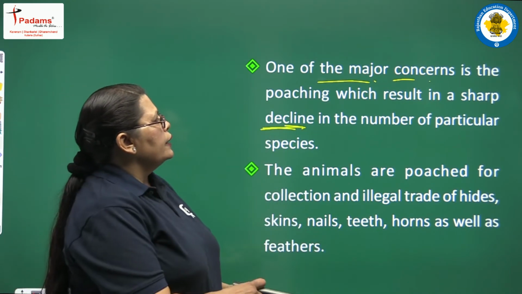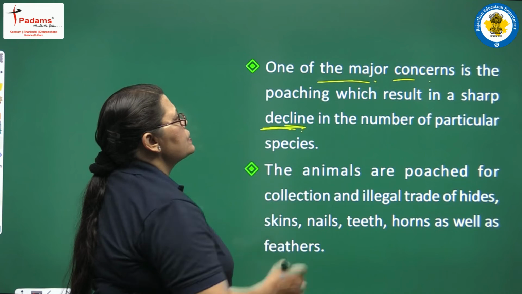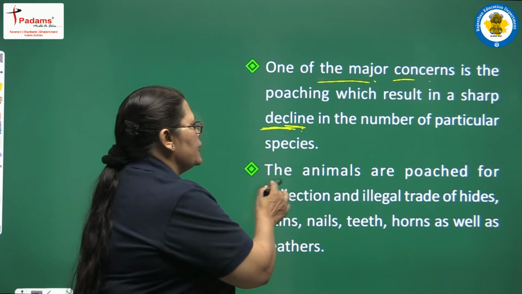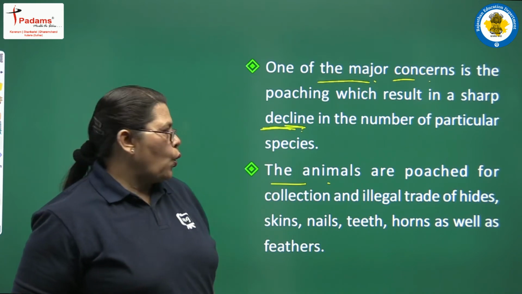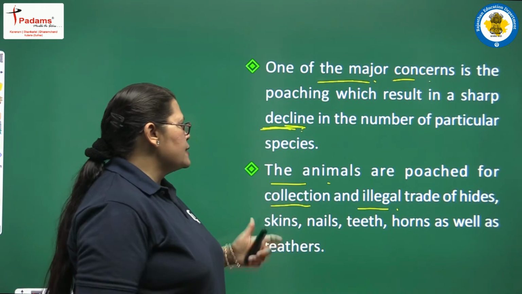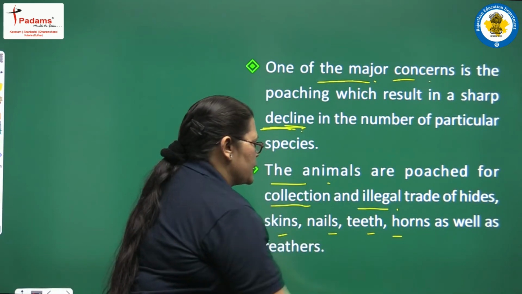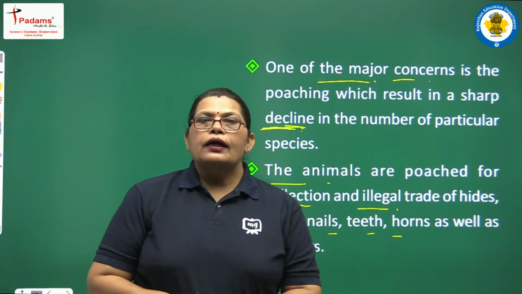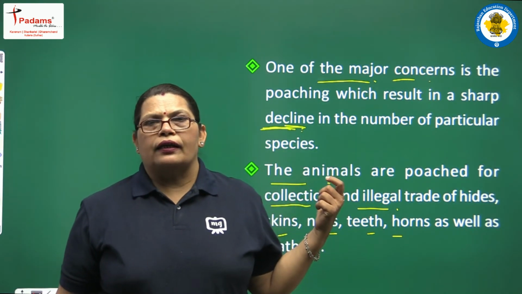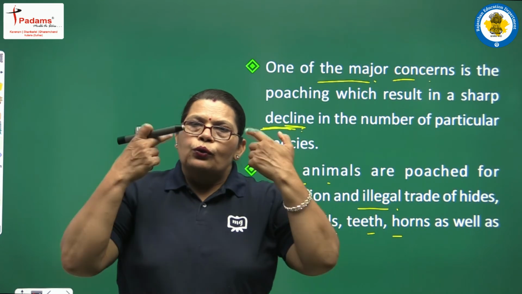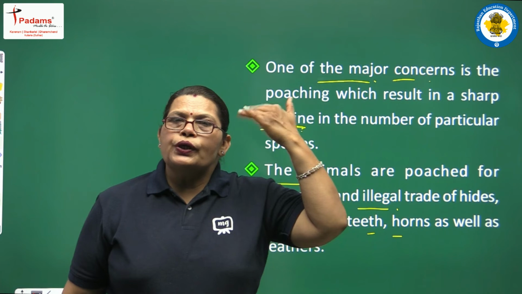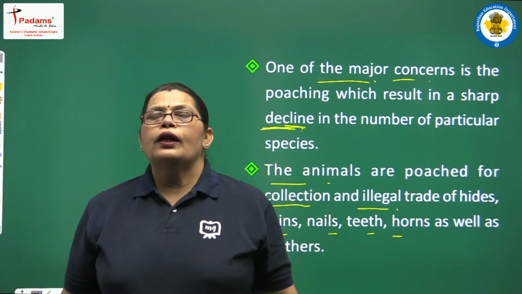That's why it is needed that if we need some great things in nature, then we should preserve all these things. The animals are poached for collection and illegal trade of hides, skins, nails, teeth, horns as well as feathers. You know the main things used by the animals. एनिमल्स को क्यों मारा जाता है? हाथी को क्यों मारा जाता है बच्चों? उनके लंबे लंबे दांतों को क्यों काट दिया जाता है? हाथियों के लिए उनके जो ये लंबे लंबे दांत हैं बहुत इम्पॉर्टेंट रोल अदा करते हैं.